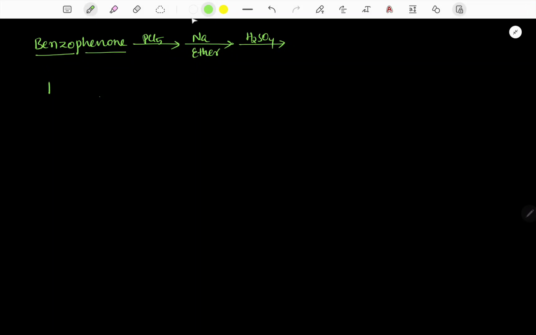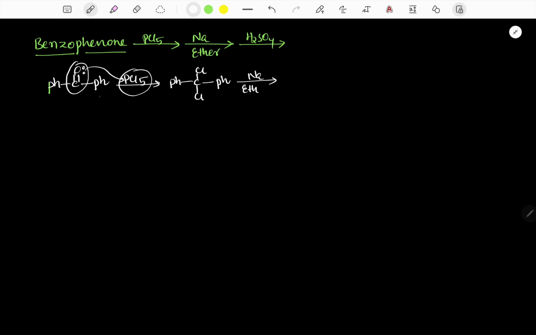Benzophenone. So benzophenone is Ph C double bond O Ph. It is treated with PCl5. So here the keto group reacts with PCl5. Initially the O lone pair attacks, and finally we get the corresponding product, geminal dichloride.